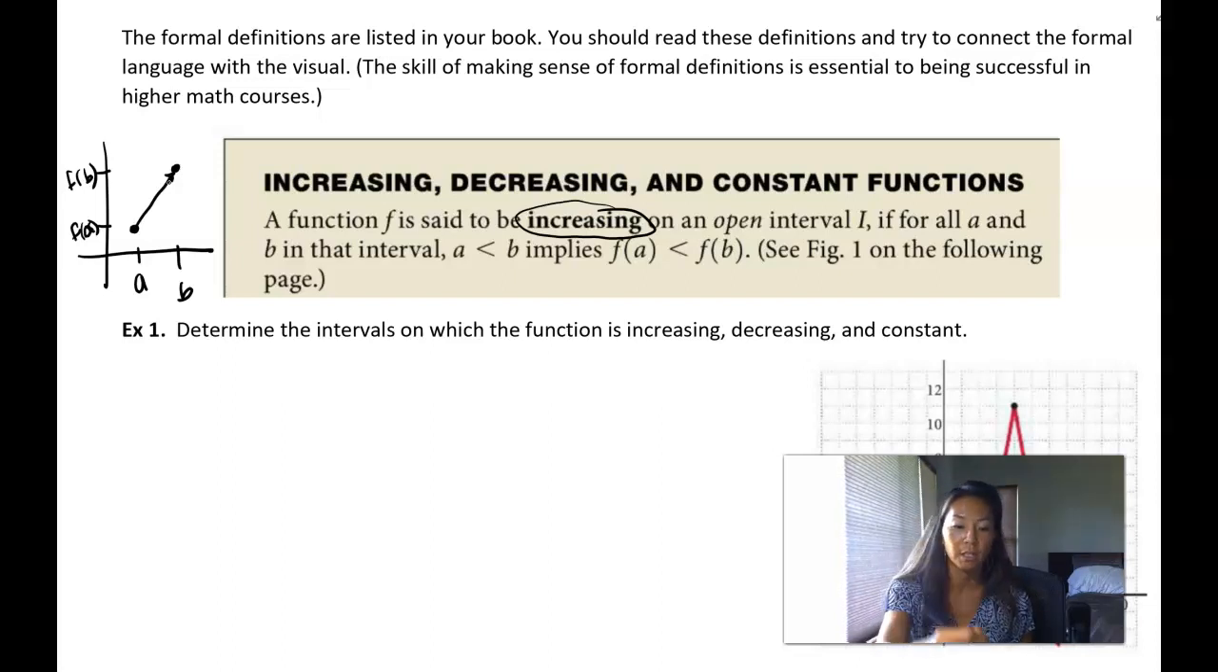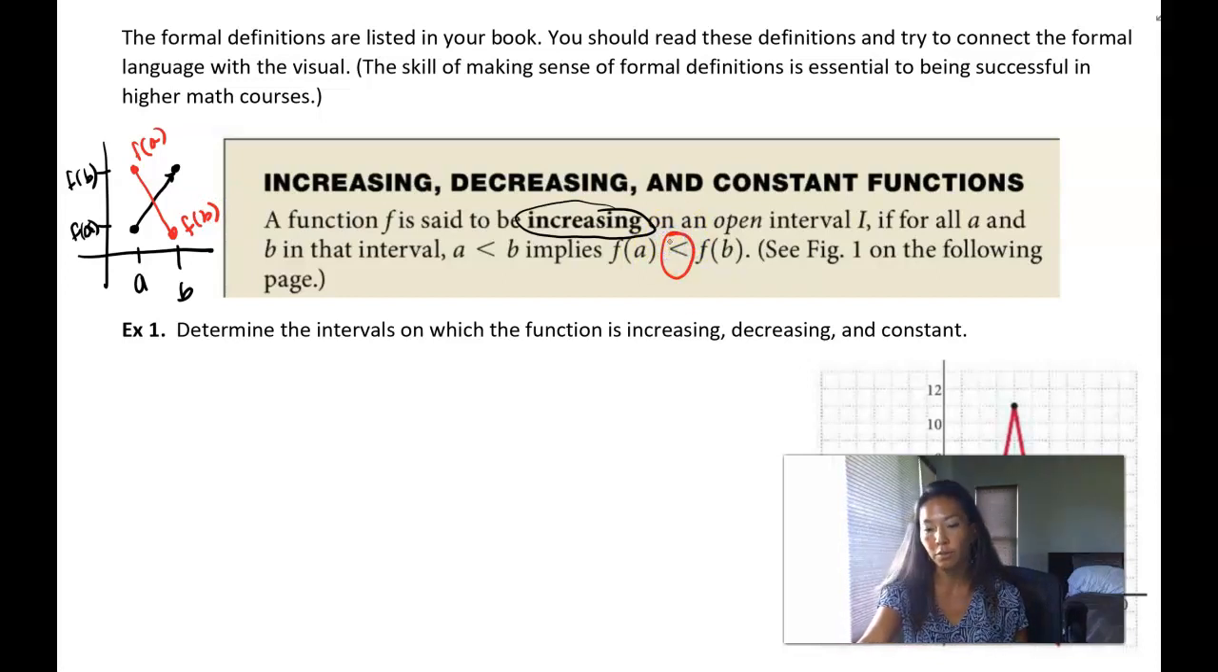If it's decreasing, that means what? What I would have to switch here is that f of a is going to be taller than f of b. So what does that look like here? That would be f of a and f of b. So that would be decreasing. Okay. So we'd have to change this a little right there if you want the definition for decreasing.